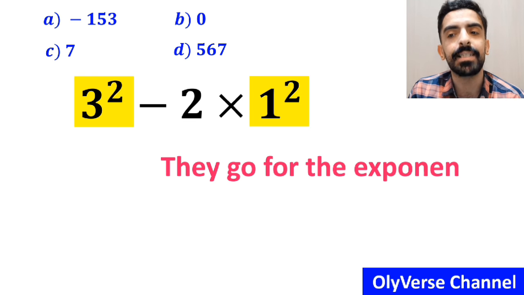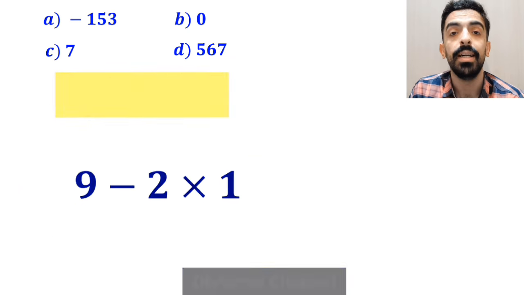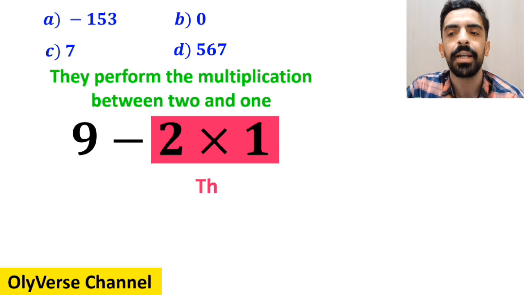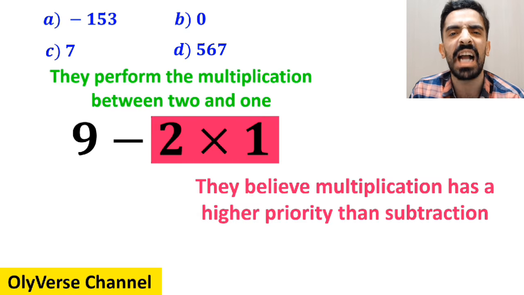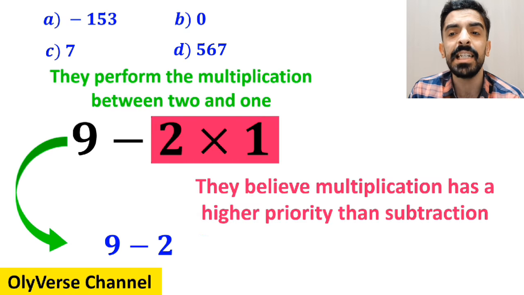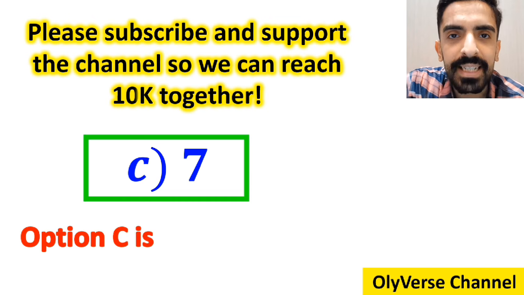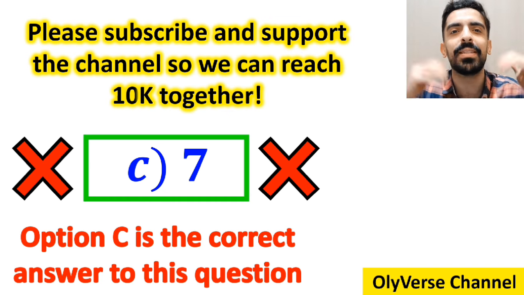Then, they go to the exponents and write this expression as 9 minus 2 multiplied by 1. And in the final step, they perform the multiplication between 2 and 1 because they believe multiplication has a higher priority than subtraction. So, this expression simplifies to 9 minus 2, which gives them the answer 7. And without any hesitation, they quickly say that option C is the correct answer to this question. However, this answer is absolutely wrong.